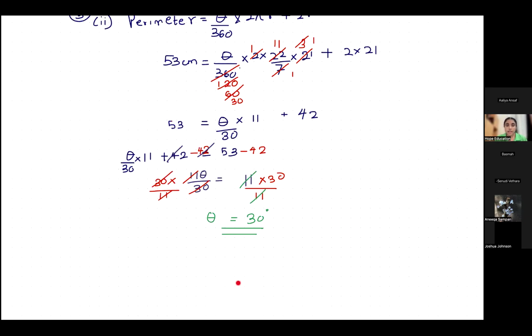Yes, then here we had theta over 30 multiplied by 11 plus 42. Now I want to isolate theta because I want to find the value of theta. So I have to isolate theta. What do we do for that? First I remove this 42. This is plus 42. To remove it, I have to add minus 42.